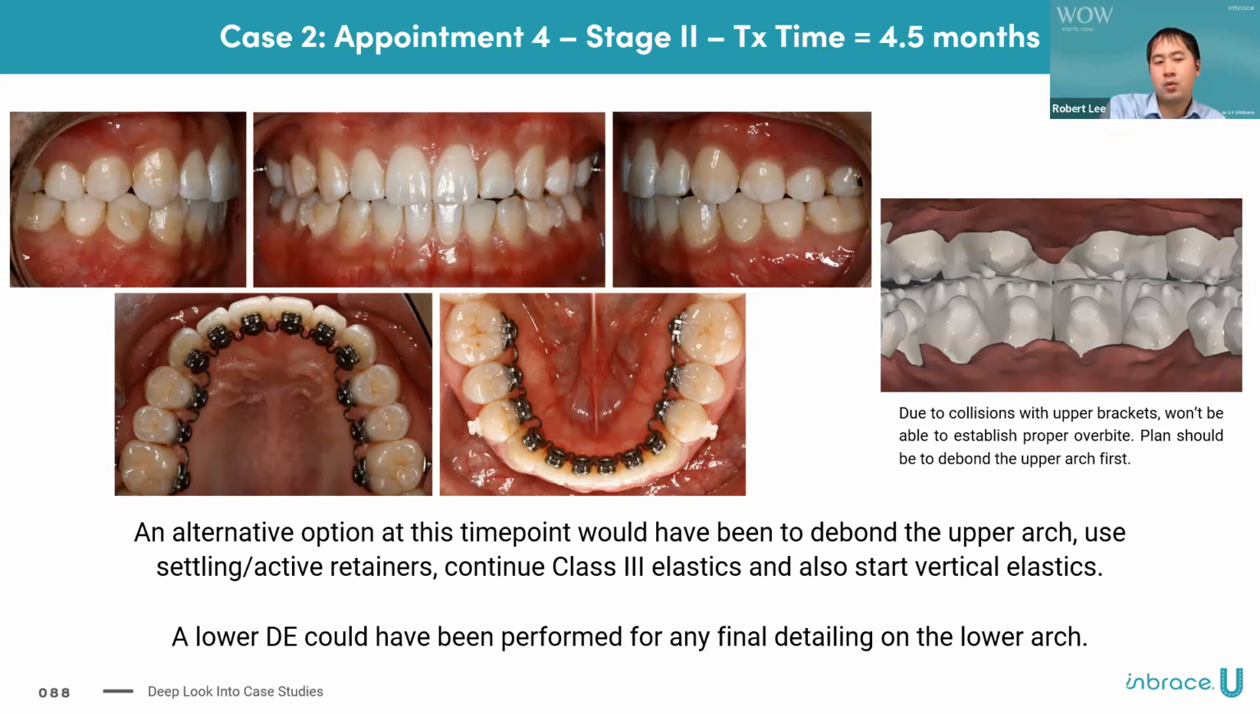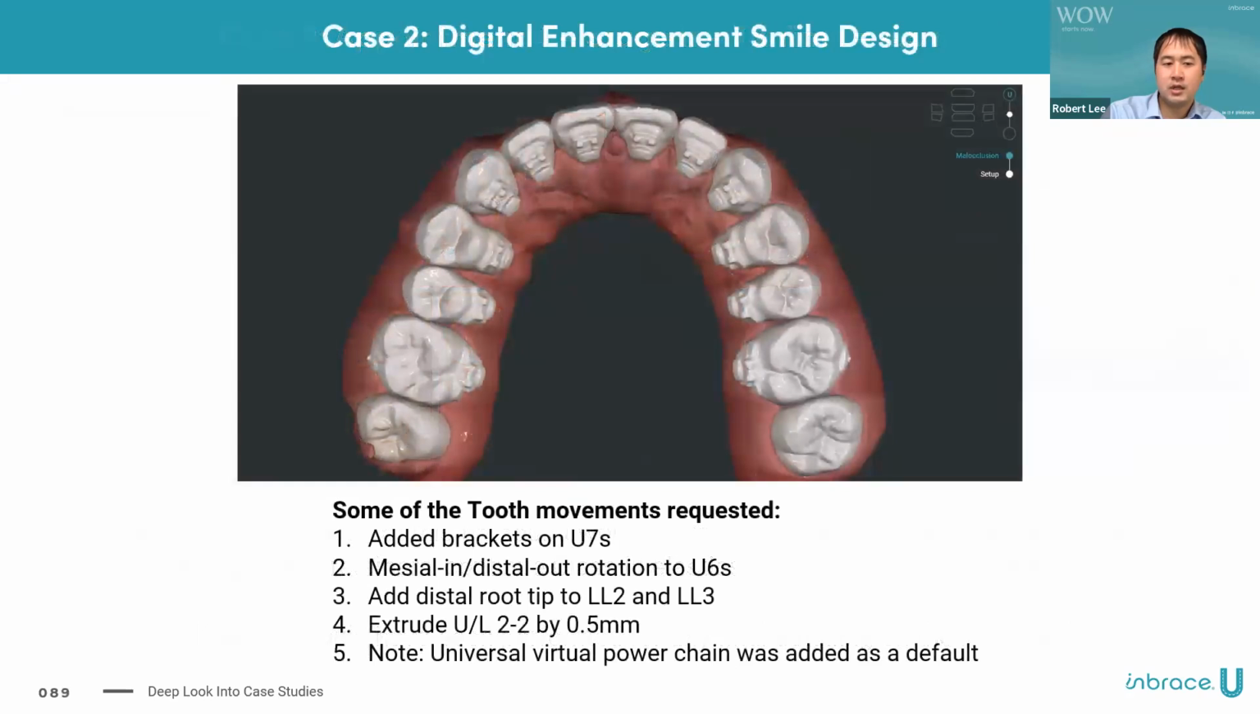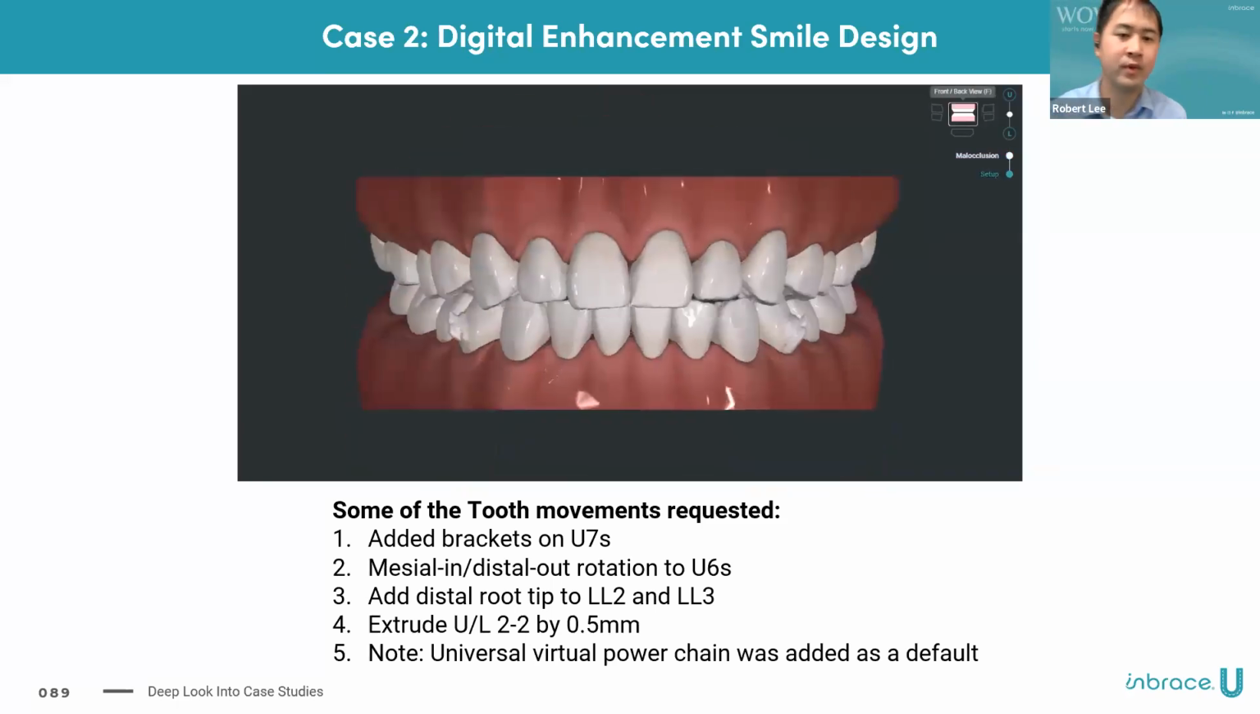And then if there was any lower finishing I wanted to do, say that lower right one I wanted a little bit more finishing on, I could have just done a lower DE and debonded the upper and ran my elastics. That would have been a way to finish this case in 6-7 months. Instead, what I did was detailing movements. And as I said, this is a friend of a friend, so he let me try things and see how I can get some more movement expression for him.